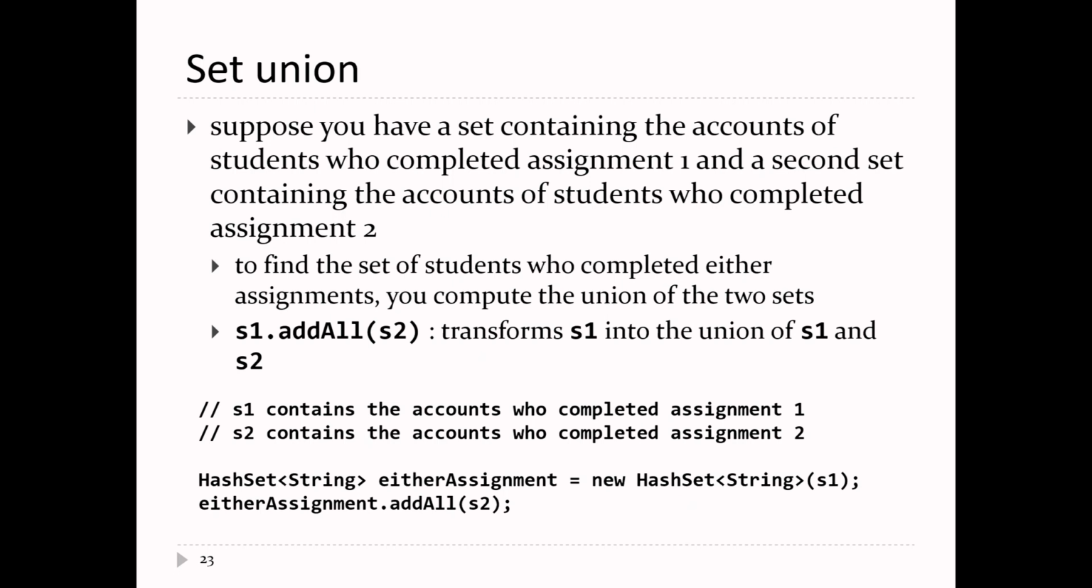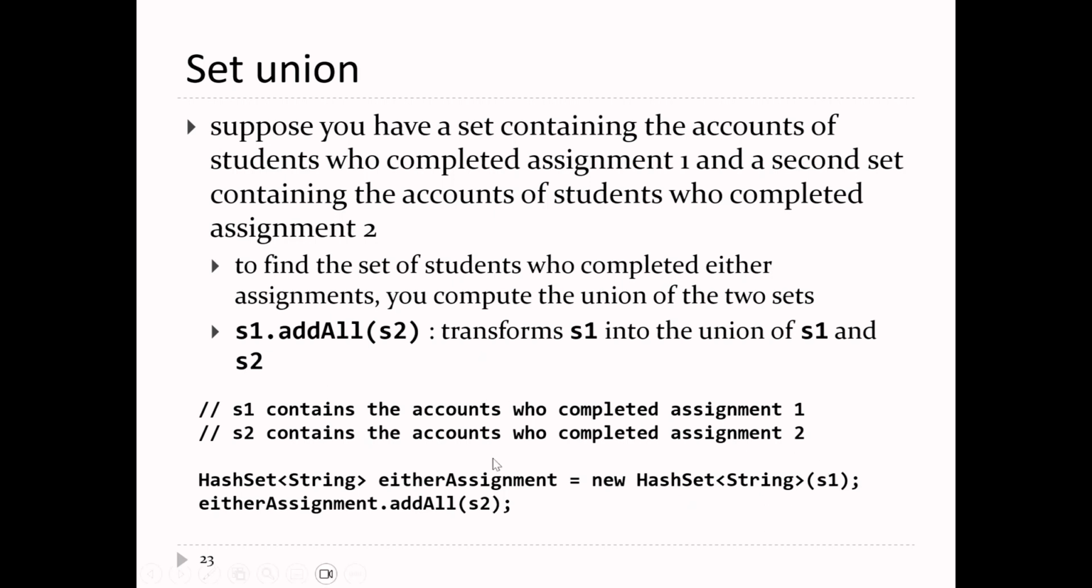So the union method for sets is called addAll. So S1.addAll(S2) transforms the set S1 into the union of S1 and S2. So in other words, it takes all the elements of S2 and tries to add them to S1. After doing that, S1 contains all of the values that are either in the old S1 or in S2.